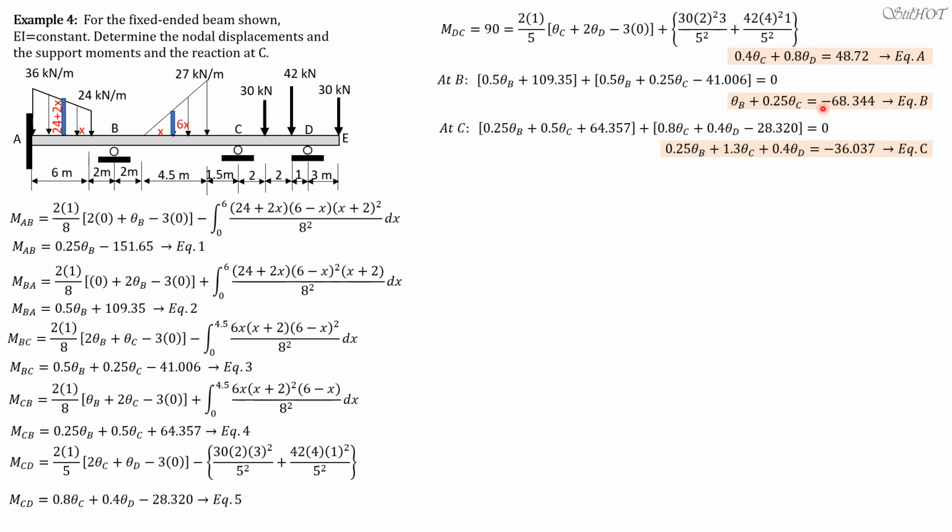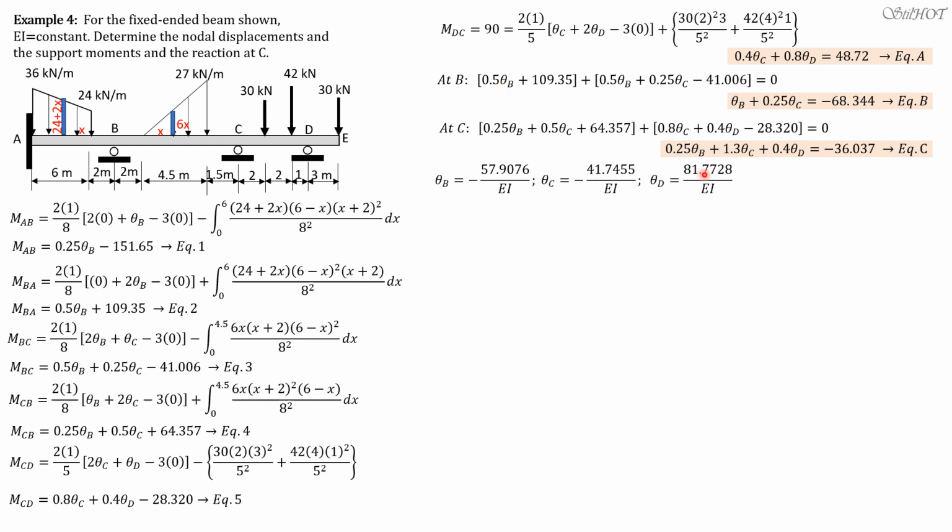So solving these three equations simultaneously using your calculator, you will have theta B equals negative 59.9076 over EI, theta C equals negative 41.7455 over EI, and theta D equals positive 81.7728 over EI. Remember, we use slope deflection here, and clockwise rotation is positive. But this negative rotation here means counterclockwise, and the actual slope would be positive if they are counterclockwise.